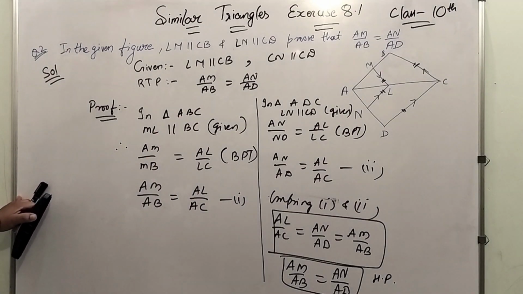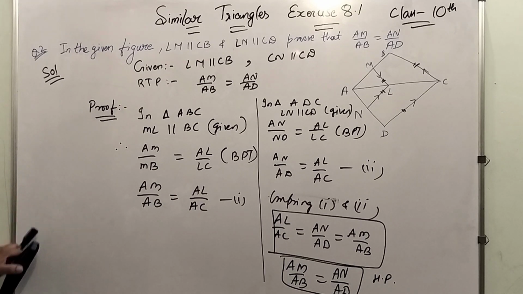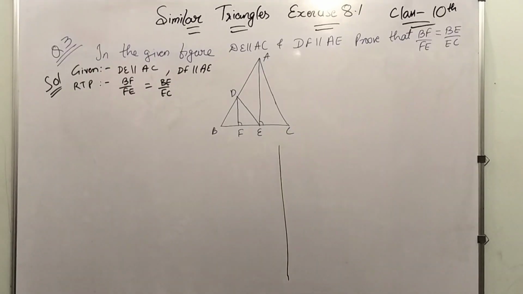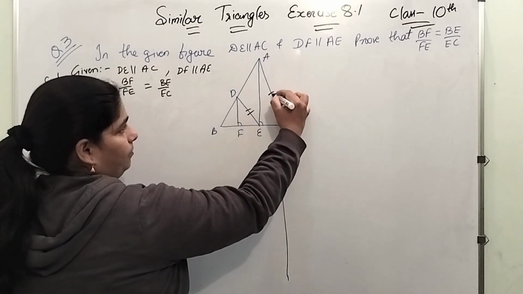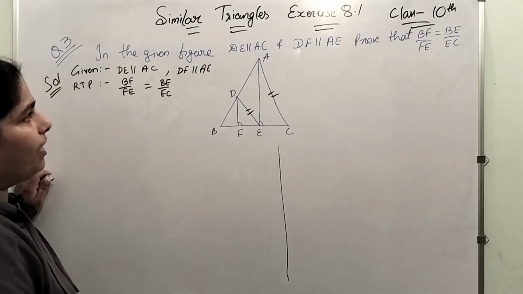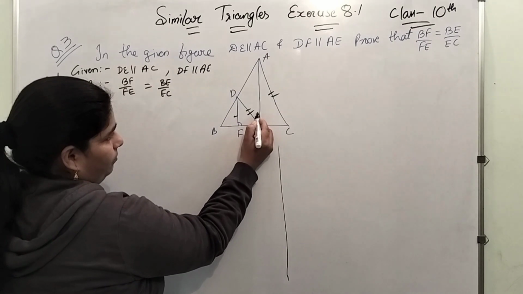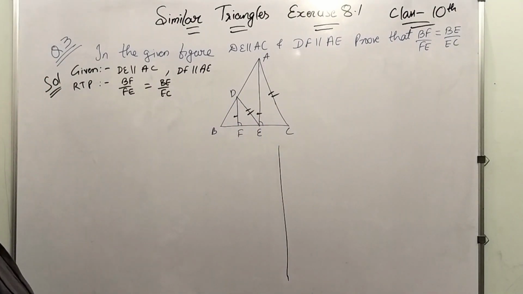Okay. So, let us move on to the third question. The third question states that in the given figure, DE is parallel to AC and DF is parallel to AE. And we have to prove that BF by FE is equal to BE by EC.